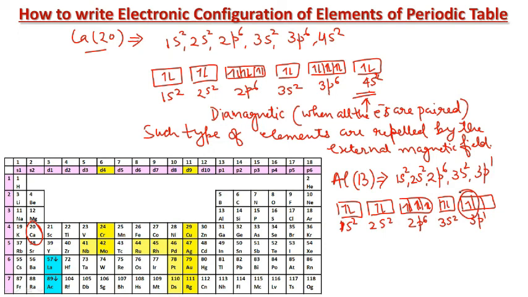Corresponding to this unpaired electron, aluminium is paramagnetic in nature. Those elements which have unpaired electrons are paramagnetic in nature, and such elements are attracted by the external magnetic field. In this way, you can write down the electronic configuration for any element of the periodic table. I hope you like this lecture. Thank you all.